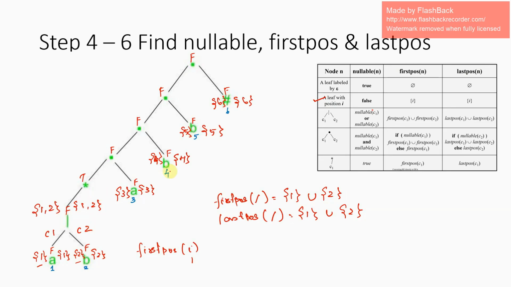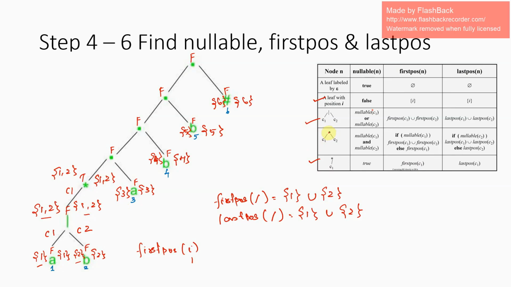Now I am going with the star symbol, and for the star symbol, the first position of C1. So here I am having only one child. So the first position of C1 is this. So I am having 1, 2, followed by the last position of C1 and the last position also the same thing, which will be taken from here. And now we finish this.